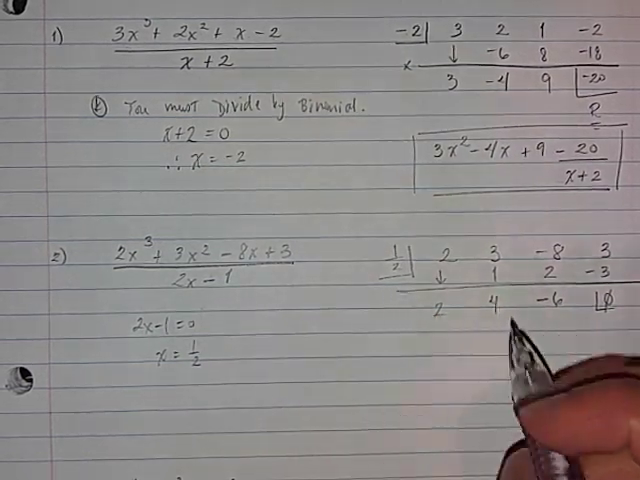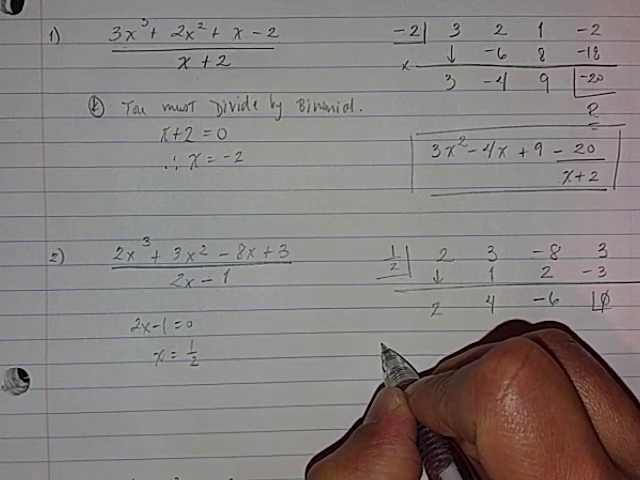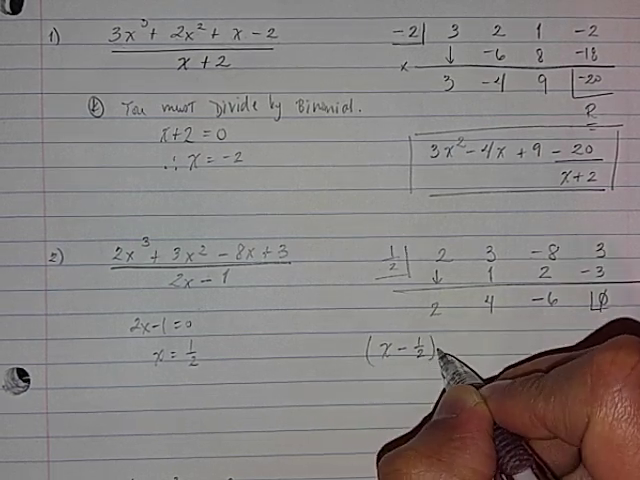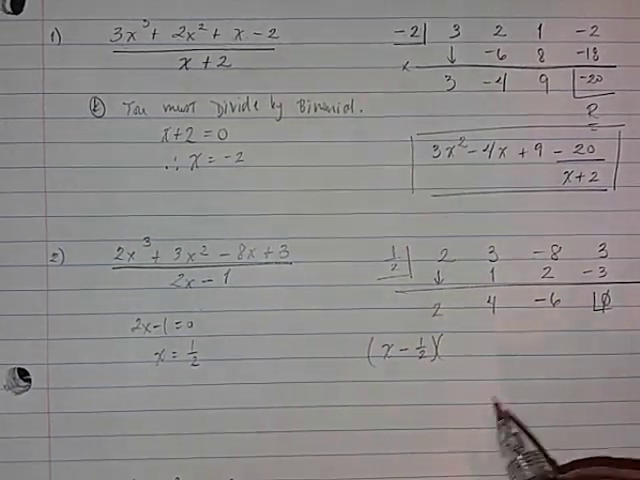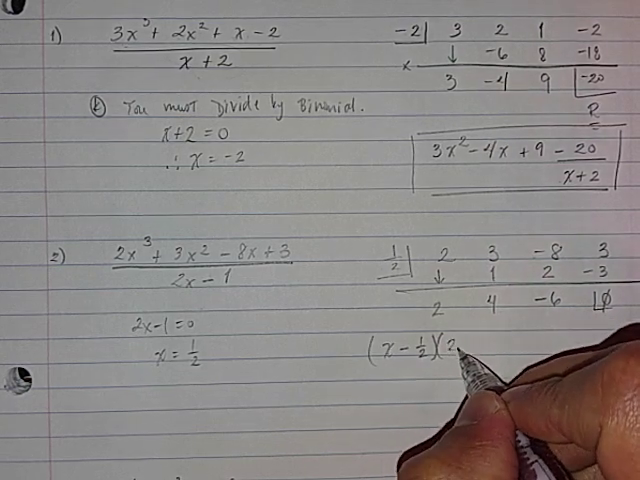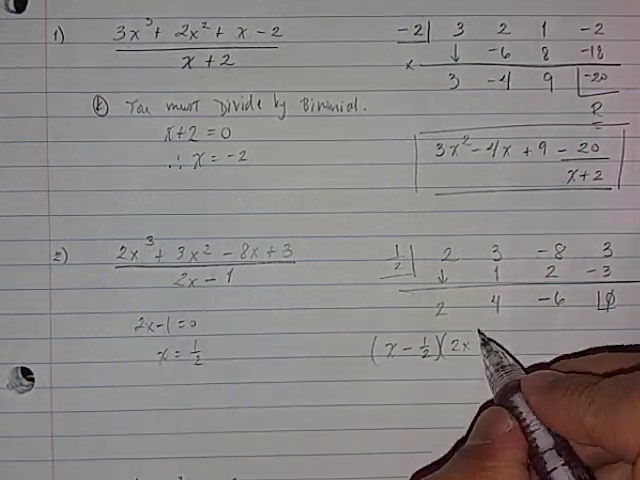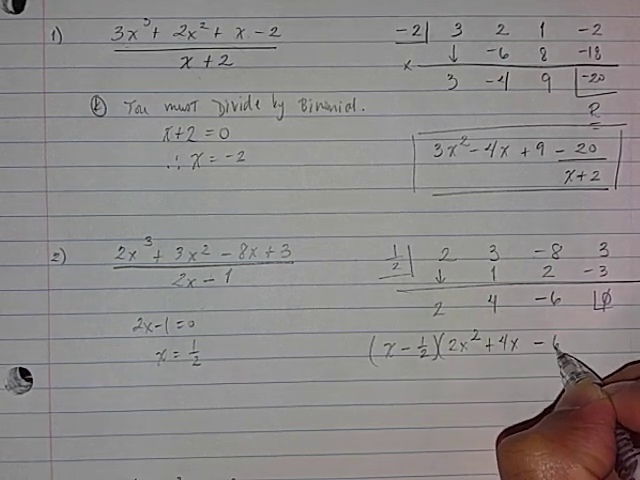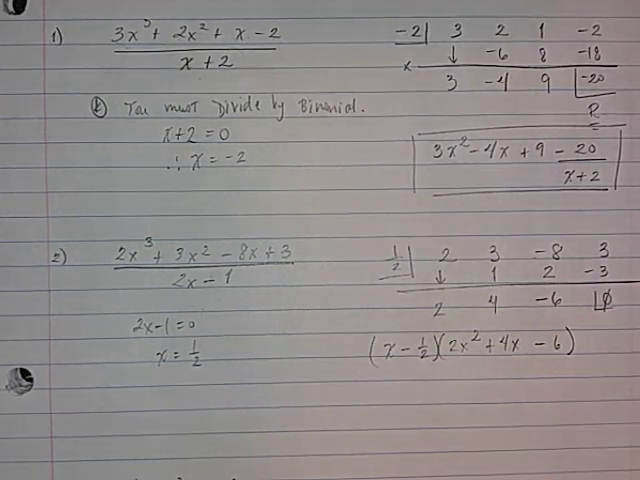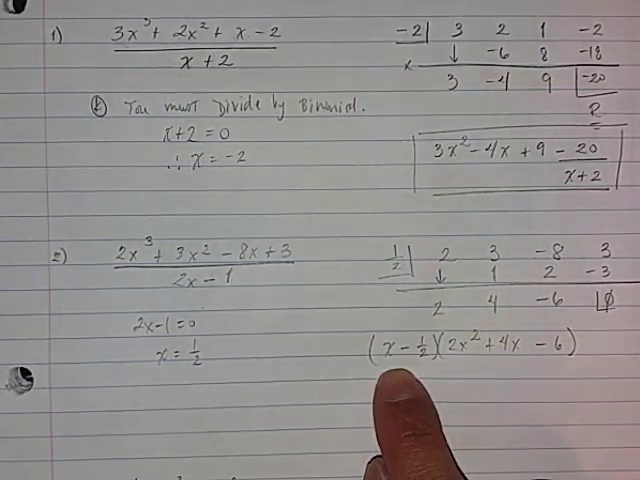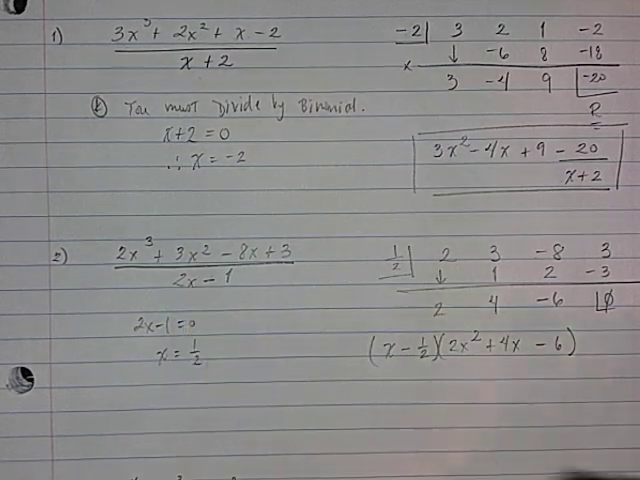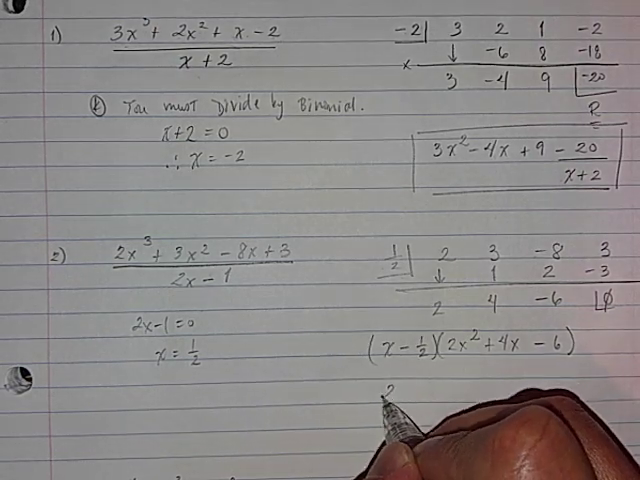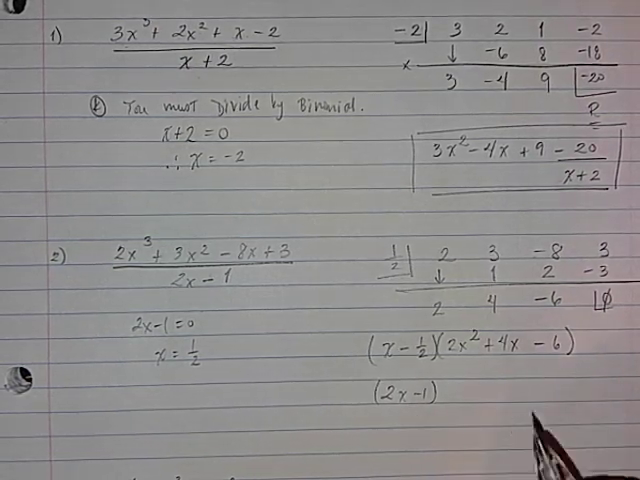So that means that this guy is a factor. So how would I write that? Well, I would write it x minus 1/2, in parentheses. Now this guy would become 2x squared, since instead of cubic, it's a square: 2x squared plus 4x minus 6. And then since the remainder is 0, you don't need it. Now this one, x minus 1/2, is the same thing as 2x minus 1. Okay, I just kind of brought it back down. So 2x minus 1, same thing.